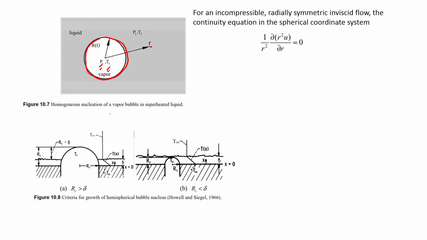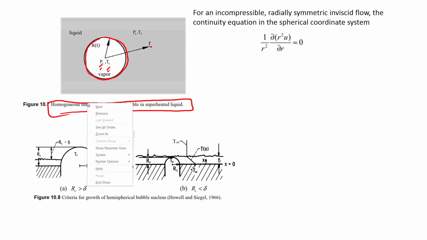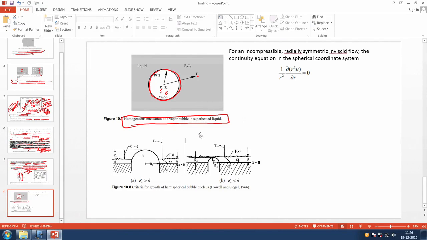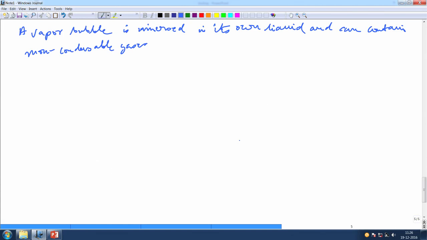So, this vapor bubble is growing, this is a homogeneous nucleation of the vapor bubble in a superheated liquid. So, that is the problem statement that we are dealing with. That is what we are going to study in this particular problem. Okay. And then we are going to see how other types of bubbles actually grow. So, now you understand.